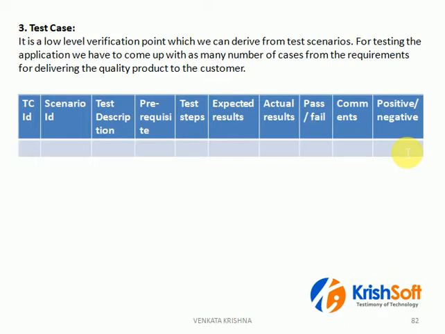Most of the companies are using this template, and these are the columns we are going to have. Let me brief you one more time. Test case ID, scenario ID, test description, prerequisites, test steps, expected results, actual results. Up to expected result we write before we execute the test cases. At the time we execute the test case, we will update the actual result. Whatever we are getting from the application, that is the actual result. If expected and actual are both the same, your test case will pass, else your test case will fail. Okay, so this is about your test case template.